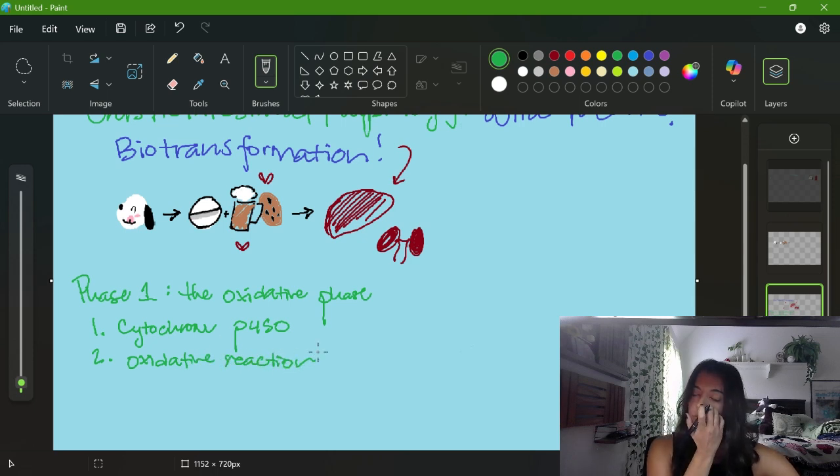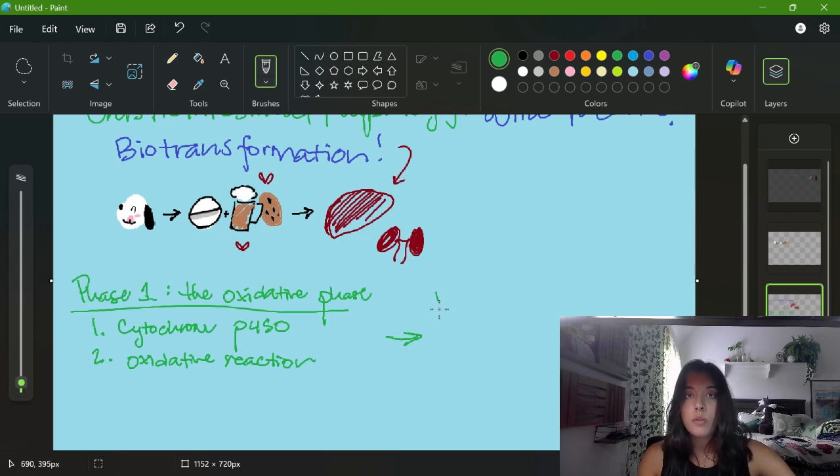And we know oxidation reactions can be hydroxylation, carboxylation, so the addition of an OH group or a COOH group. And since this first phase is a chemical alteration, it prepares it, the byproducts from the meloxicam, to be more receptive to phase 2 of biotransformation, which is the conjugative phase.